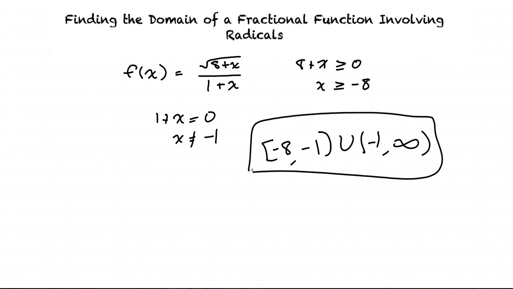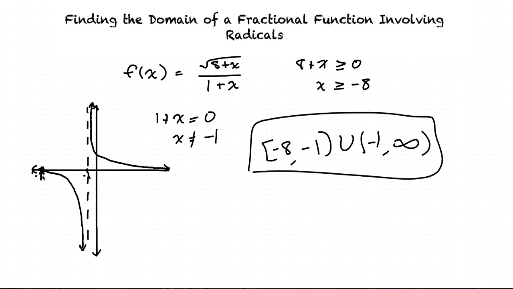And a graph would look something like this. We start here at negative 8, and then it goes on towards negative 1, but doesn't actually touch negative 1. And then it continues up here, going this way, out to infinity. And this shows where negative 1 is not included, and negative 8 is included, and it goes all the way out to infinity. And that's how you find the domain of a fractional function involving radicals.